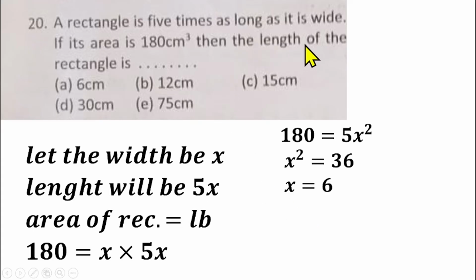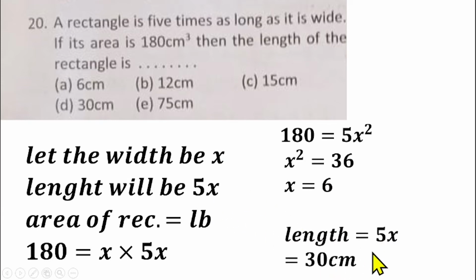Because I have to find the length of the rectangle, and this is the value of the width, therefore the length will be 5x, which is 5 times 6, and that will give us 30 centimeters. That will make option D the right answer for question number 20.